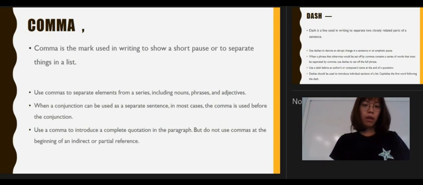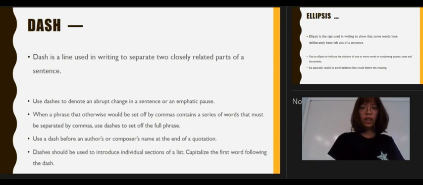The comma is the mark used in writing to show a short pause or to separate the things in a list. Use a comma to separate elements in a series, including nouns, verbs, and adjectives. When a conjunction can be used, it links the sentence. In most cases, the comma is used before the conjunction. Use a comma to introduce a complete quotation in a paragraph, but do not use a comma at the beginning of an indirect and partial reference.